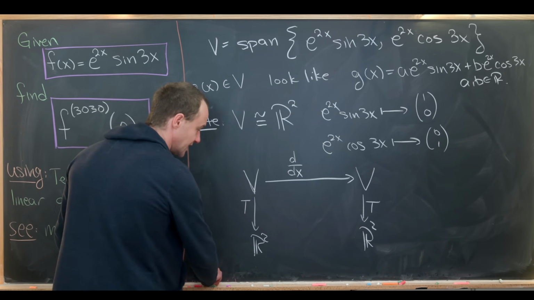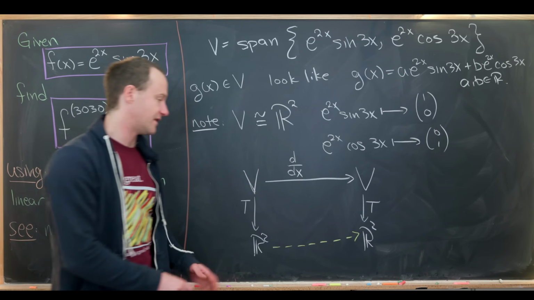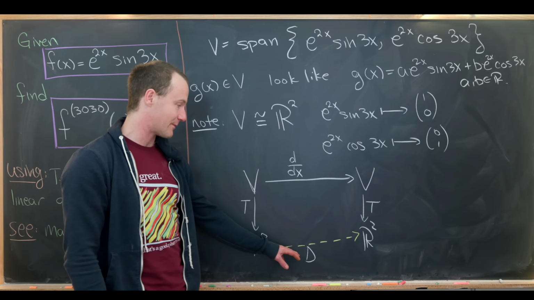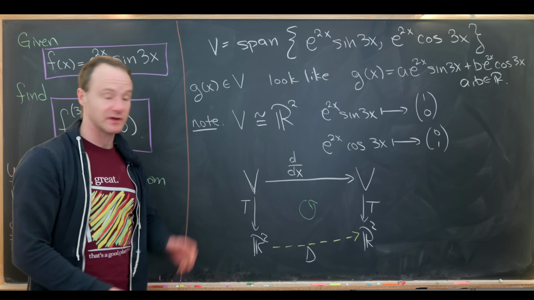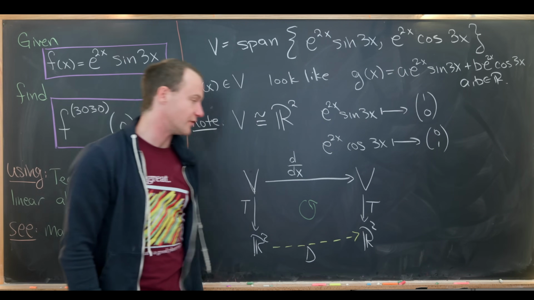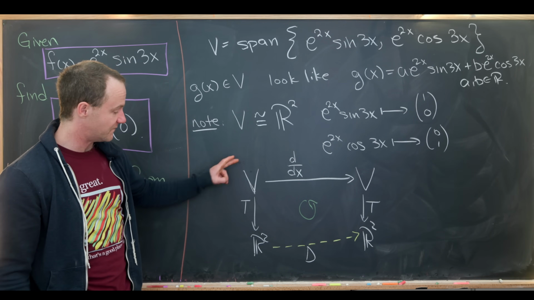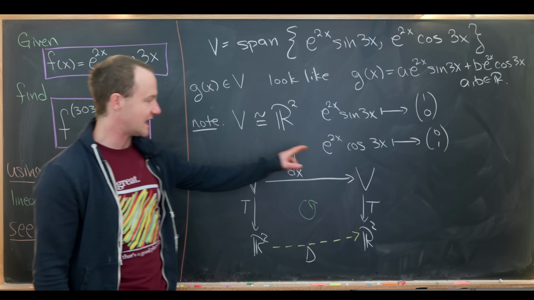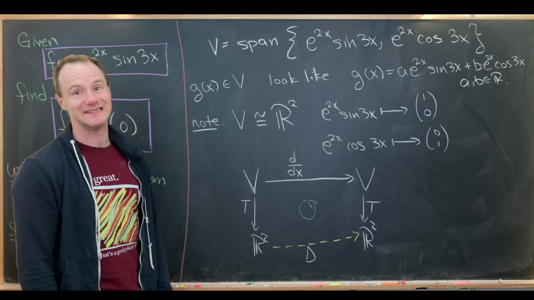Then what we need to do is fill in the missing portion here. Maybe we could call that capital D, where this capital D will make this diagram commute. And what I mean by saying this diagram commutes is that you can take any path from here to here and you'll get the same output. So if we map a function here from V to R2 and then use our D, it'll be the same thing as taking the derivative and then mapping it down. And I think we have just enough room over here to find out what this D is.